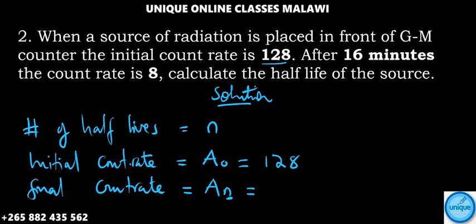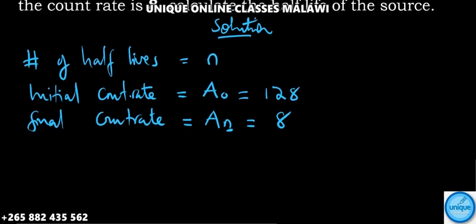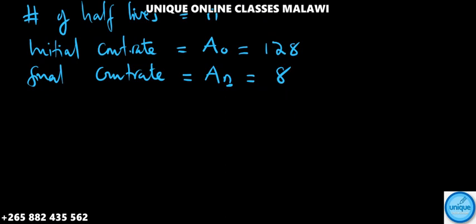So here we put 8. The formula says A naught divided by A n is equal to 2 to the power n. Yeah, that's what we do.